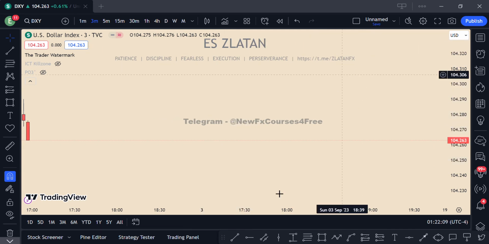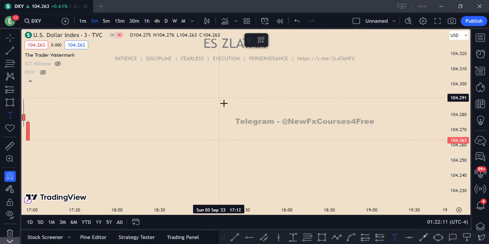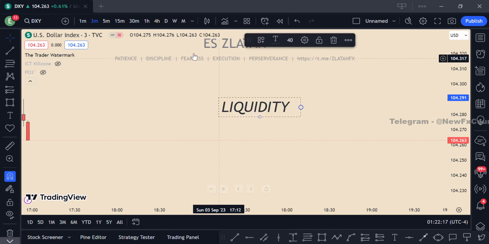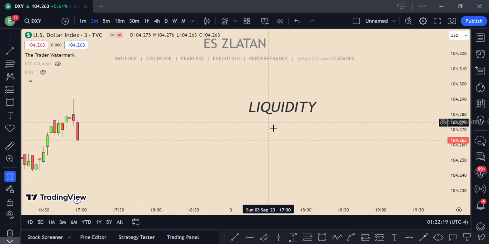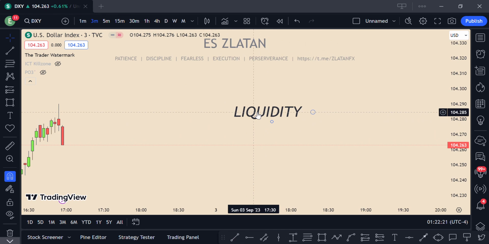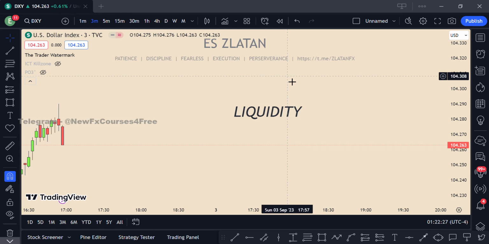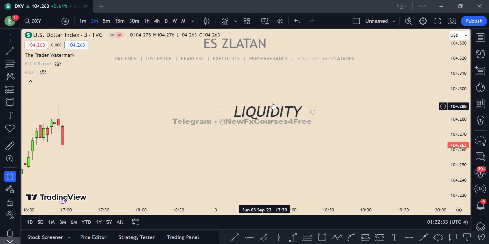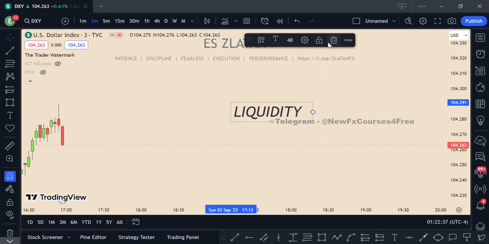So, the term liquidity. Where is liquidity resting? Because the market only operates on booking liquidity and filling up imbalance, right? So you have to spot the liquidity or you become the liquidity, right?